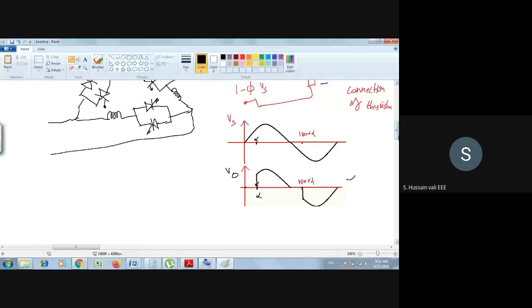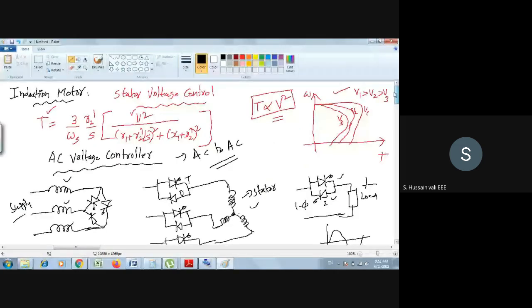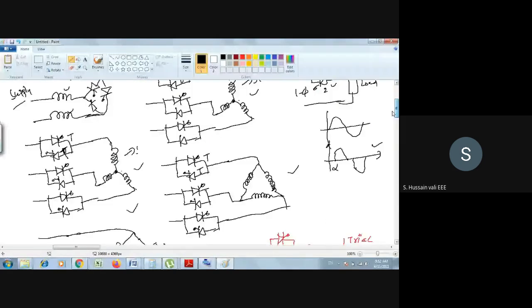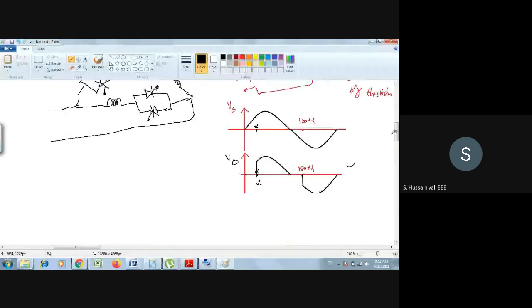The principle here is that by varying the stator voltage, you vary the torque. So the question is how do you vary the stator voltage? One way is to use this AC voltage controller. Several types of AC voltage controllers are there. Using all these controllers, we can vary the stator voltage, and by varying the stator voltage using those equations, we can do something.